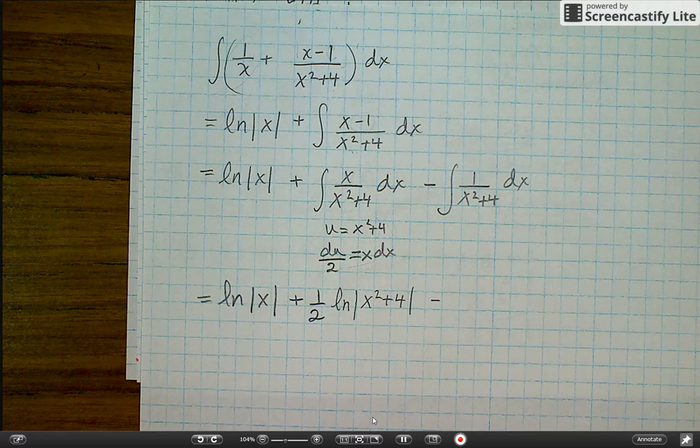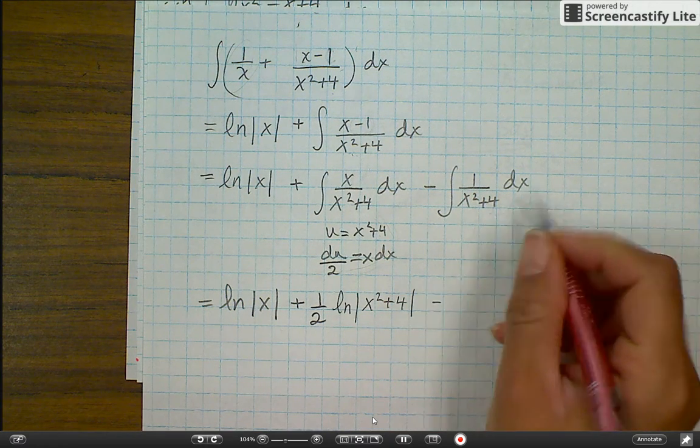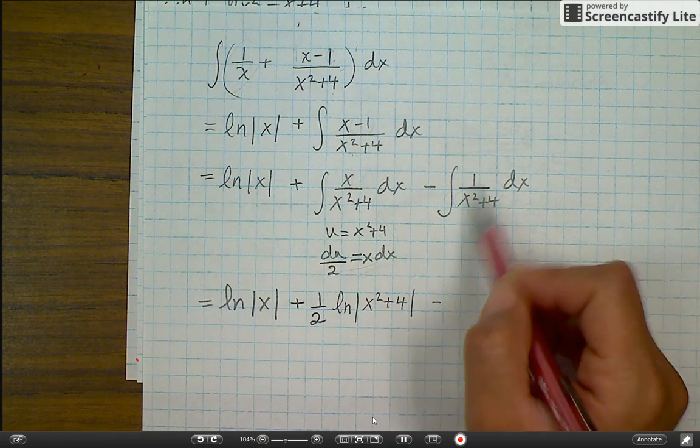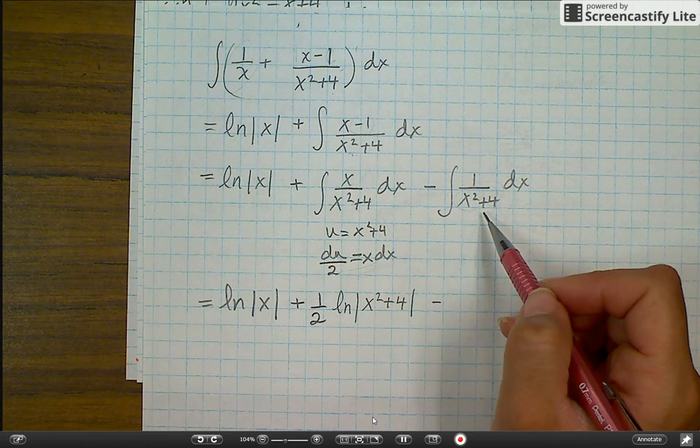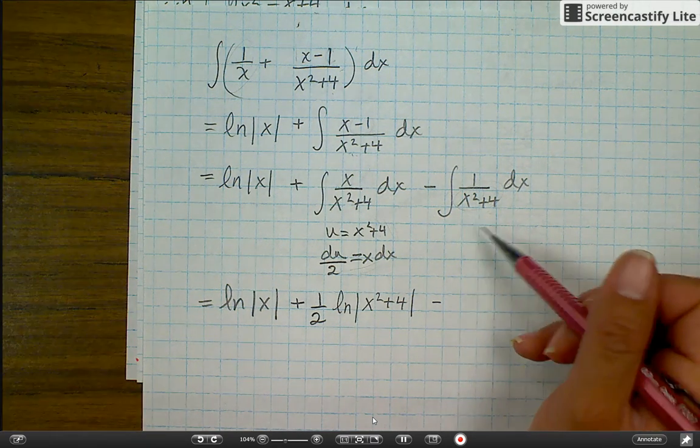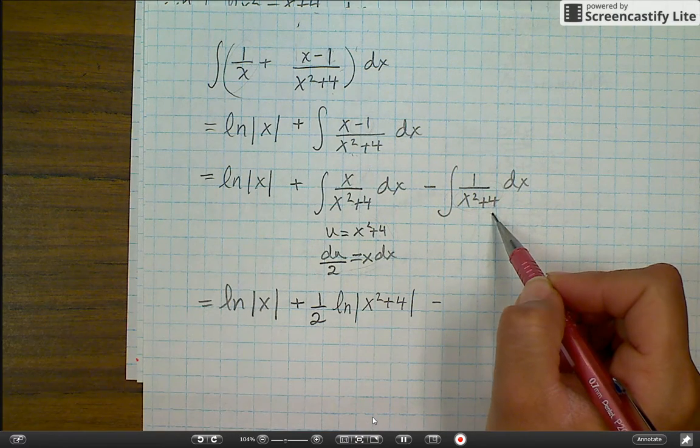Okay, now this one is another doozy because I have this x squared here. This is not natural log. It's tangent inverse. So intelligent, yes. But the problem is tangent inverse is x squared.